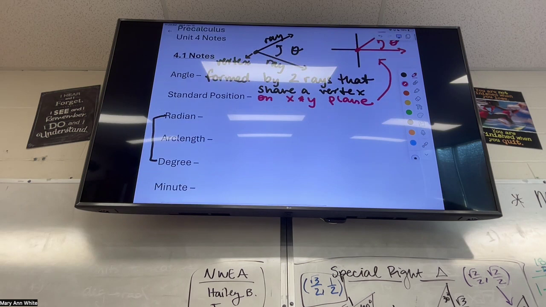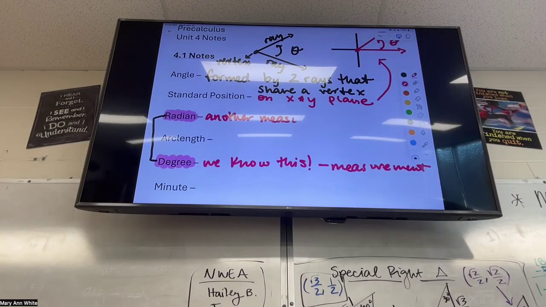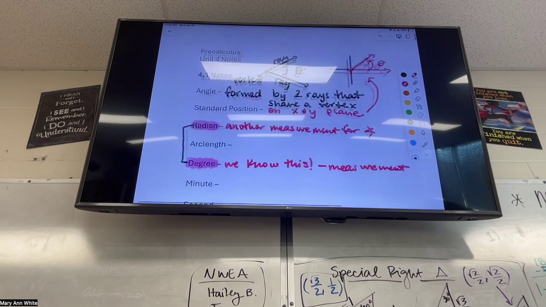The next two definitions I care about are radian and degree. Those are just measurements for an angle, okay? We already know degree. This is a measurement that we know. And I know it's a pretty crappy definition, but my definition for radian is another measurement for an angle. We have to put our calculators in the radian mode. Not yet, but we will. Now, there's other vocab words. We're going to worry about that later.